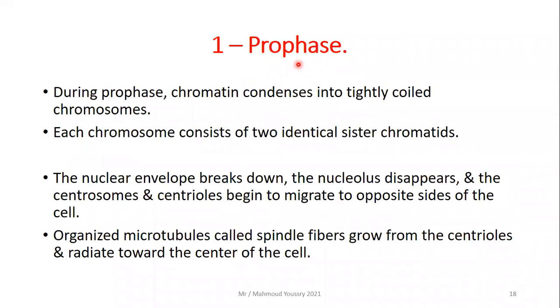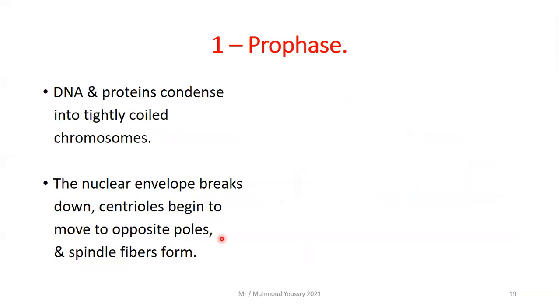So let's see, what about prophase? The first stage of mitosis is prophase. During prophase, chromatin condenses into tightly coiled chromosomes. Each chromosome consists of two identical sister chromatids, as we said, the X letter. The nuclear envelope breaks down, the nucleolus disappears, and the centrosome and centrioles begin to migrate to opposite sides of the cell. Organized microtubules called spindle fibers grow from the centrioles and radiate toward the center of the cell.